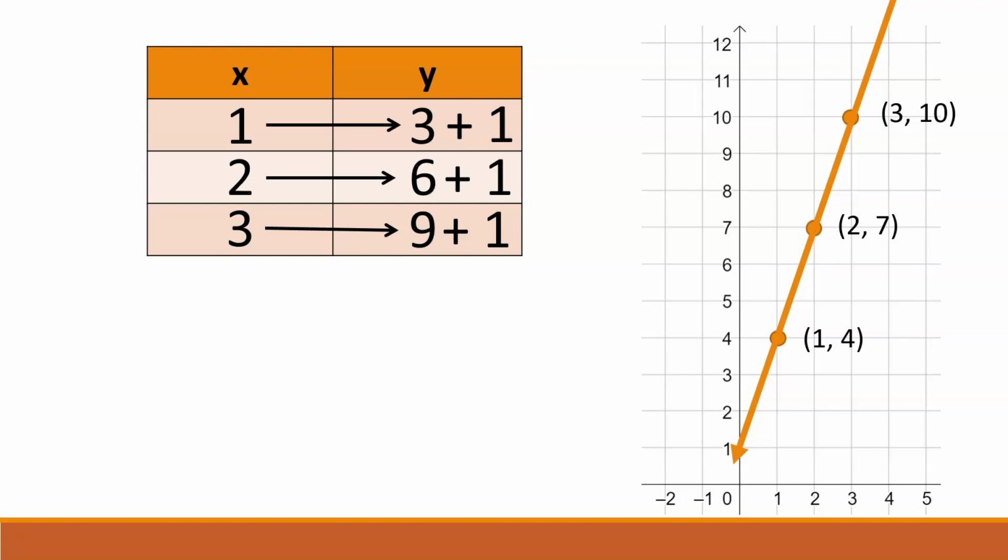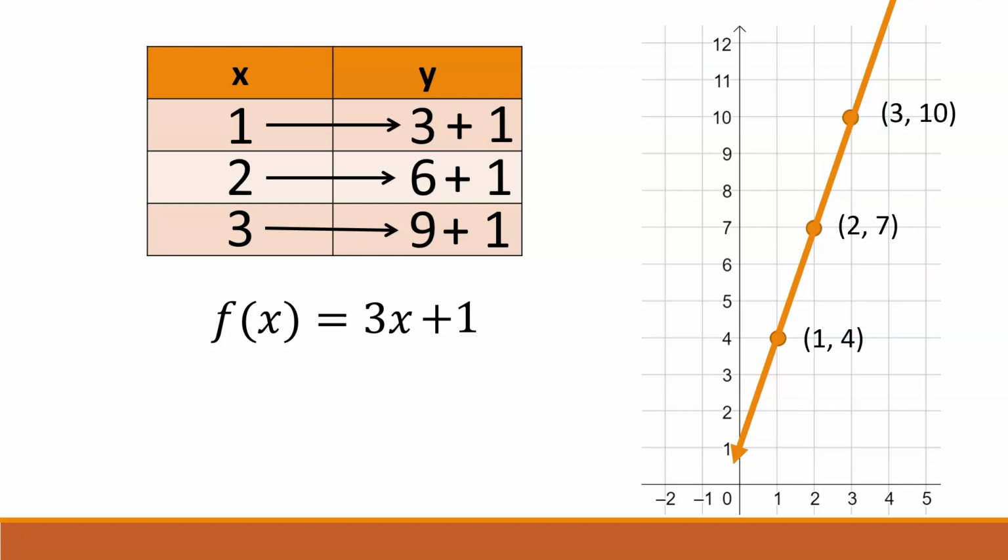So think about what we did. We started with the equation y equals 3x. And then we said, hey, let's just add 1 to all the outputs. In other words, add 1 to whatever we got when we took 3 times the input. Well, there we go. That's it. That's the equation of this line. y equals 3x plus 1. And in function notation, that would be f of x equals 3x plus 1.